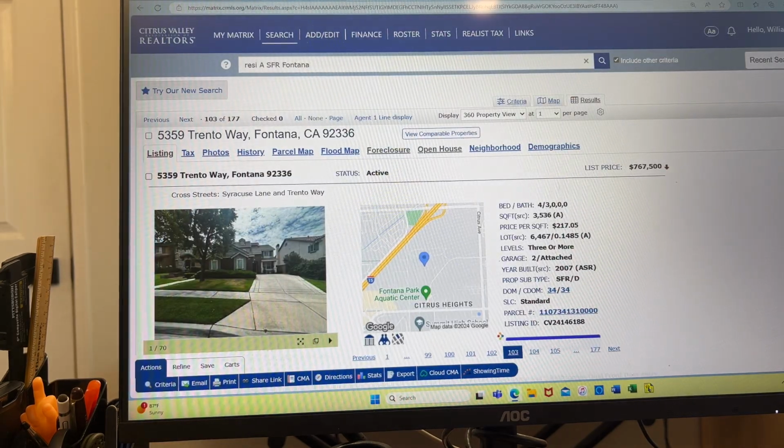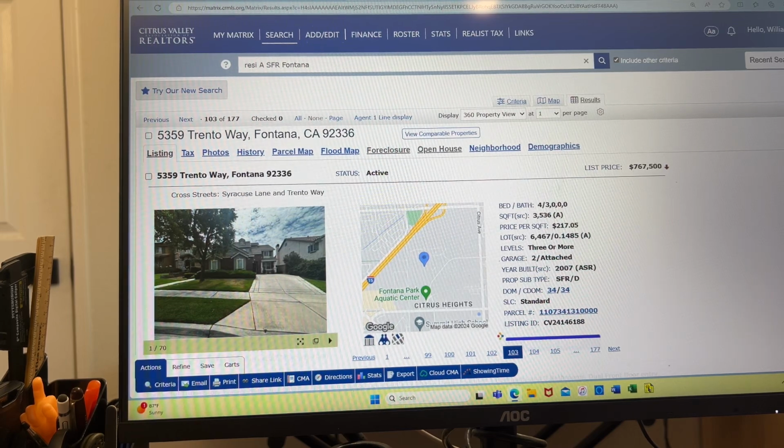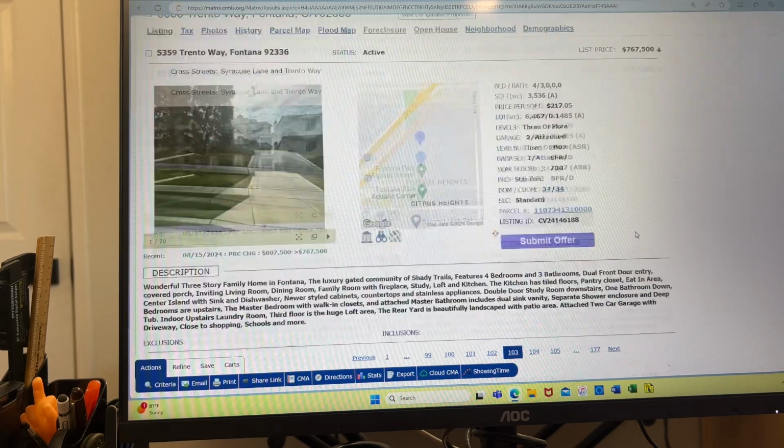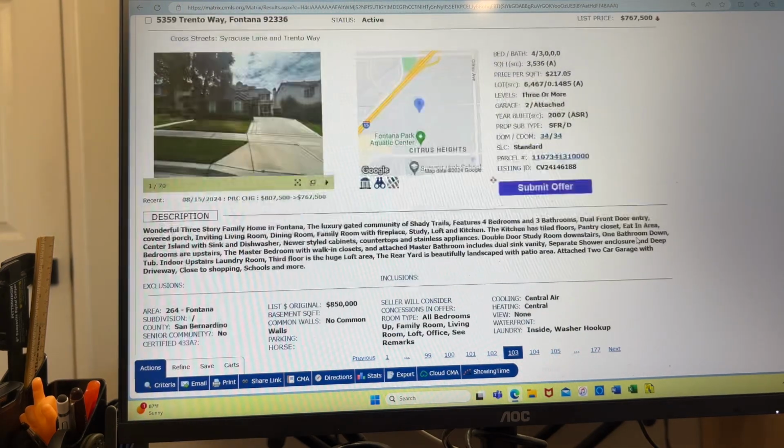And the reason why I'm bringing this to your attention is because you may be thinking, well, you know what, I'm going to wait for the market to drop and then I'm going to get a bargain or whatever. So what we're seeing are price drops, but it's not like a crashing type of drop. But if you go out there, there are deals going on, like 807 to 767. They did this change last week.